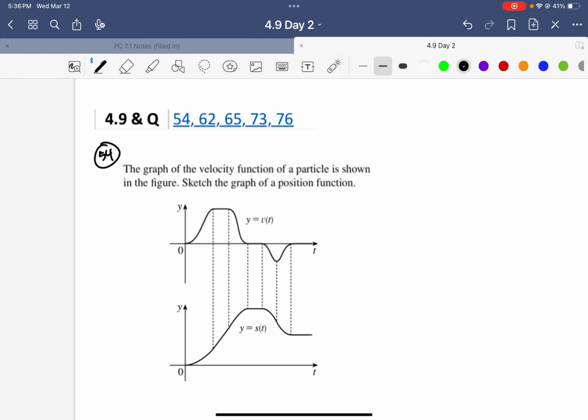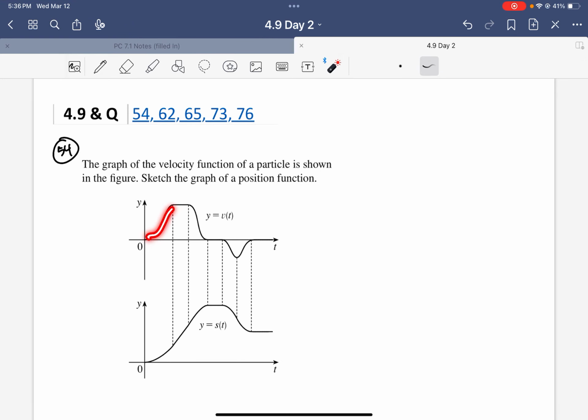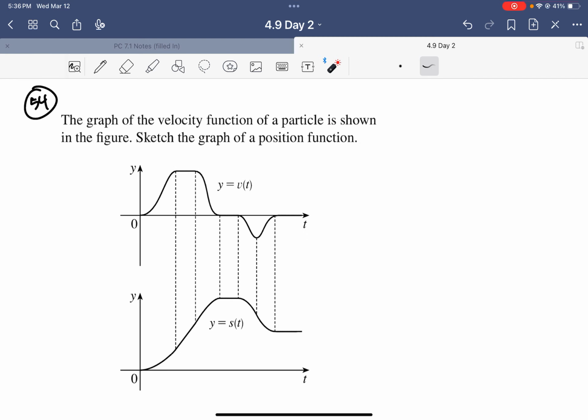Okay, let's talk about 4.9 day 2 first. If this is our velocity curve, and we want to think about position in terms of it, what you need to do is think about what velocity looks like and what the corresponding position change would be. For example, if velocity is constant, then I know my original function is linear. So anytime I have a constant velocity, I know I'm going to have a linear change in position, right?